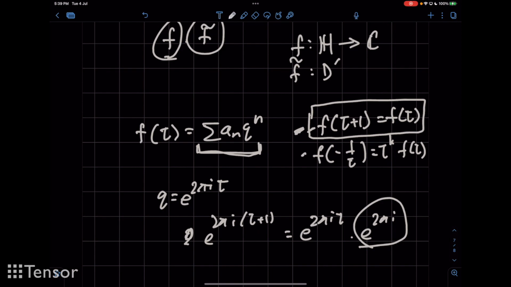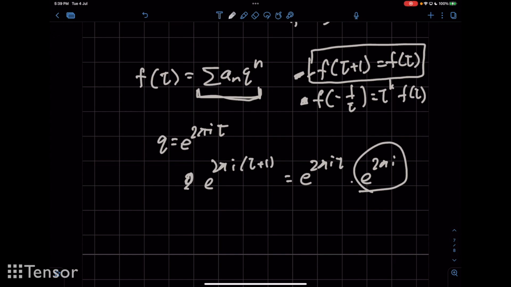But the second condition is not really manifested in this expansion, and it's actually quite difficult to formulate modular forms using q series expansion. So first we define modular forms using our usual definition, then we give the q series expansion. The other way around is not really very easy.